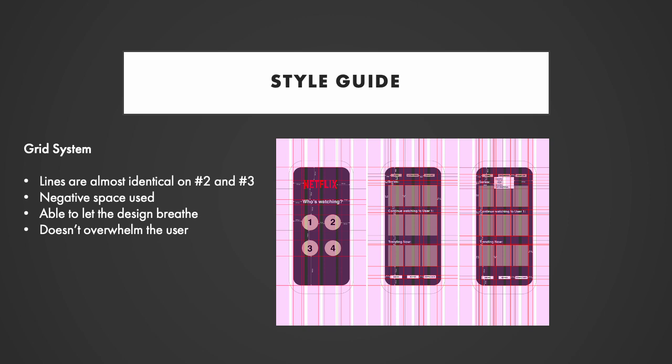In this grid system, the lines are almost identical in number 2 and number 3, while the screen and lines in number 1 are based upon 2 and 3. I used the negative space well enough to let the design breathe and not to overwhelm the user. Overall, it is a united layout, which we will see in all screens at the end of this presentation.